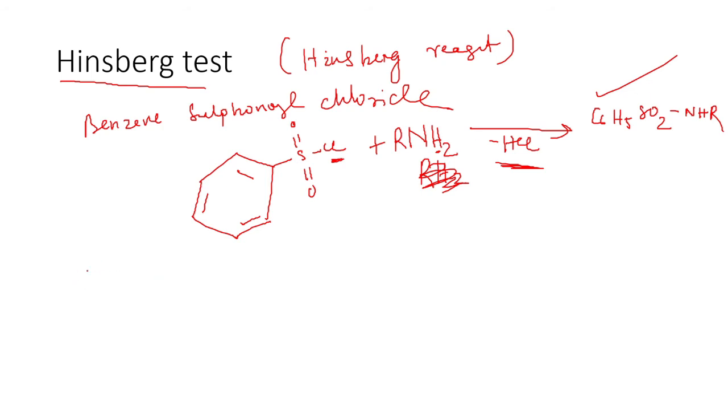Again, if we are reacting R2NH, this is a secondary amine, if we want to react with Hinsberg reagent, what will happen? Again the same sort of thing will happen, but here as we were having two hydrogens, we are left with one hydrogen. Here we have one hydrogen, so we'll be left with no hydrogens.